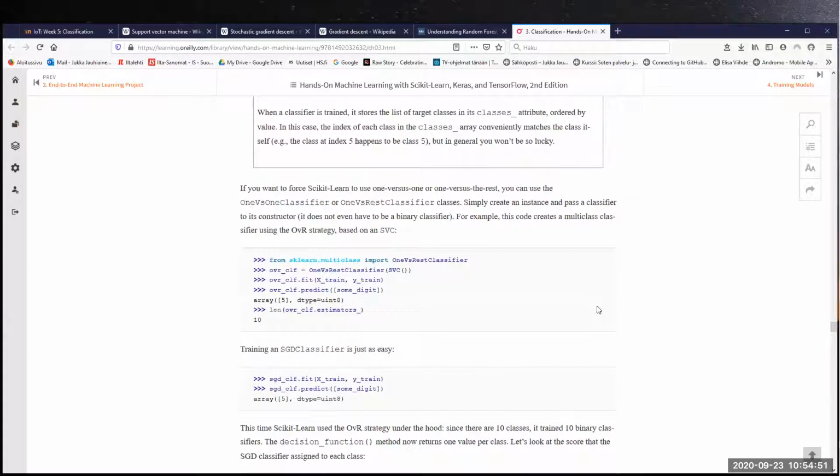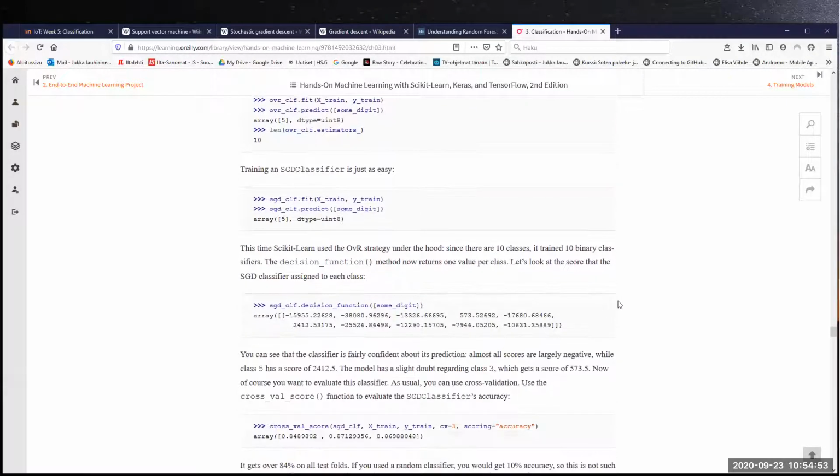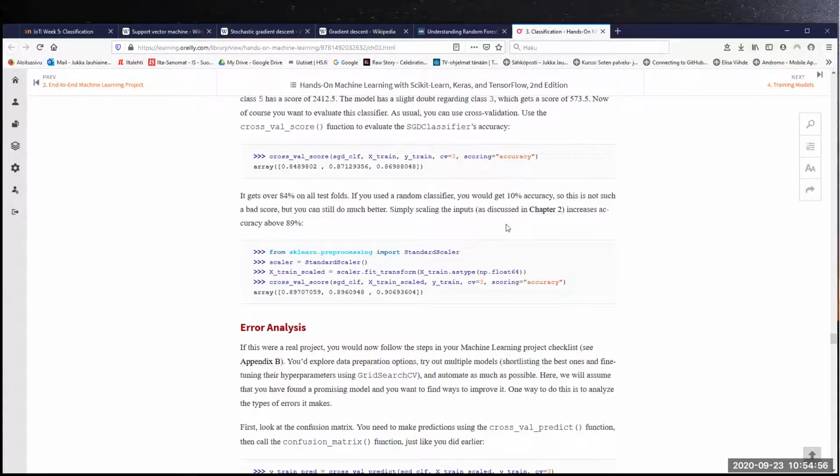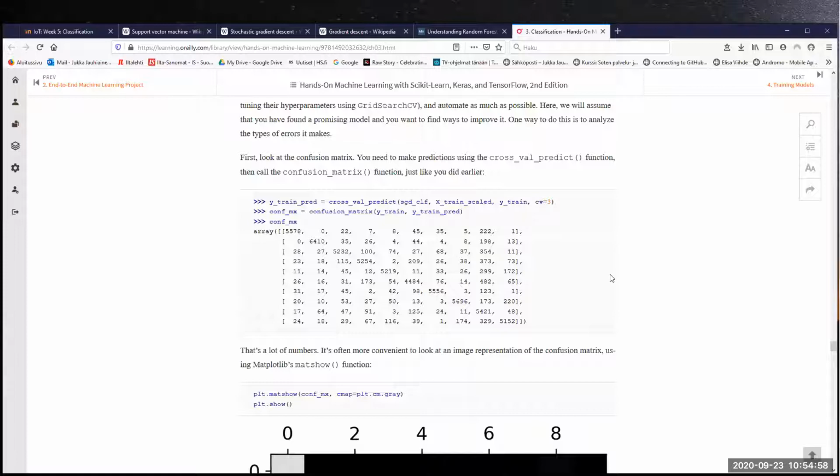But I'm not going into details here. Let's see just the error analysis. When you have done the classification for all the 10 digits, here you see now the confusion matrix. It's now 10 times 10.